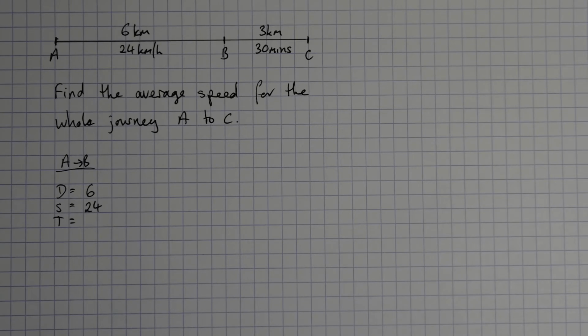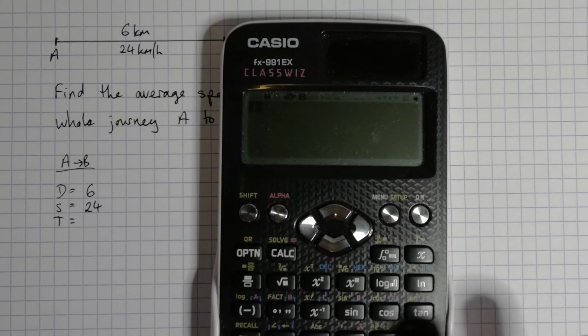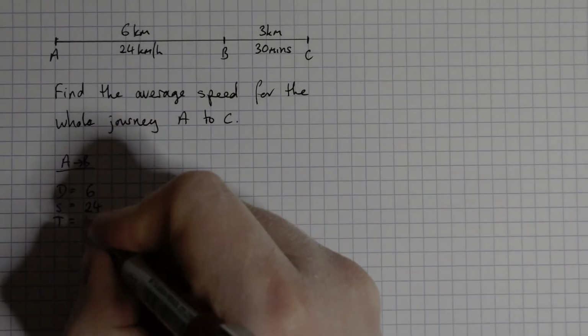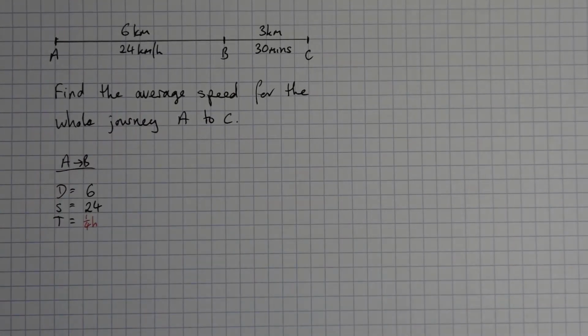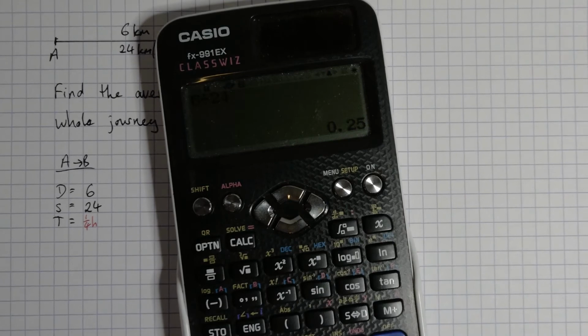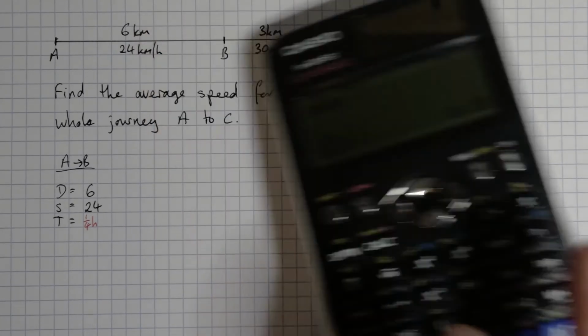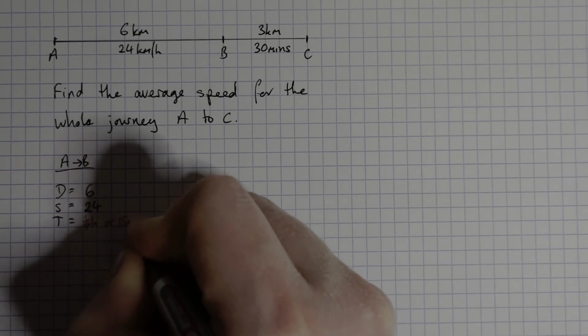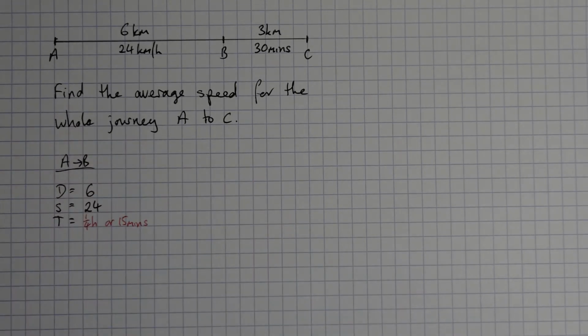We can work out the time taken by doing the 6 divided by 24. 6 divided by 24 is 1/4, so that's 1/4 of an hour. You can write that as 0.25 hours if you like. But be careful, that's not 25 minutes. 1/4 of an hour is 15 minutes, so you can have it in minutes if you prefer. Okay, that's the first part.